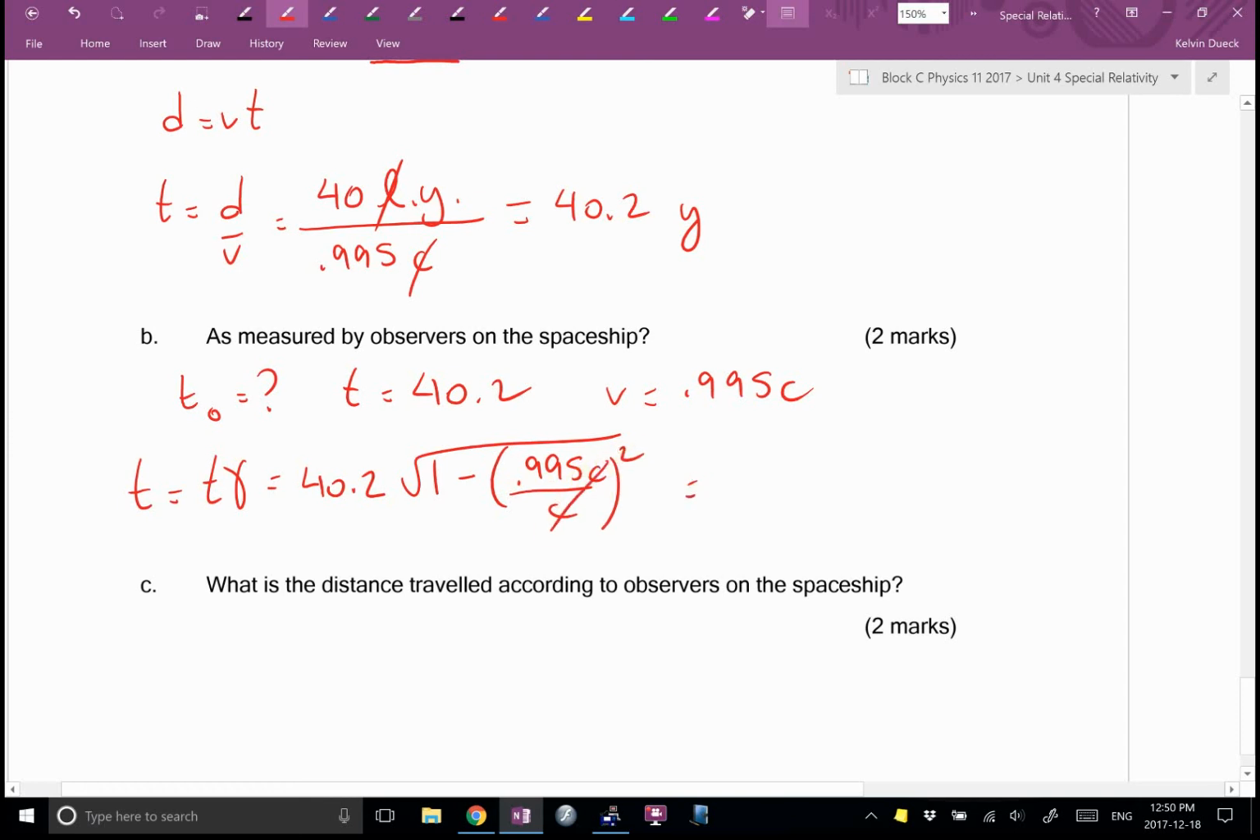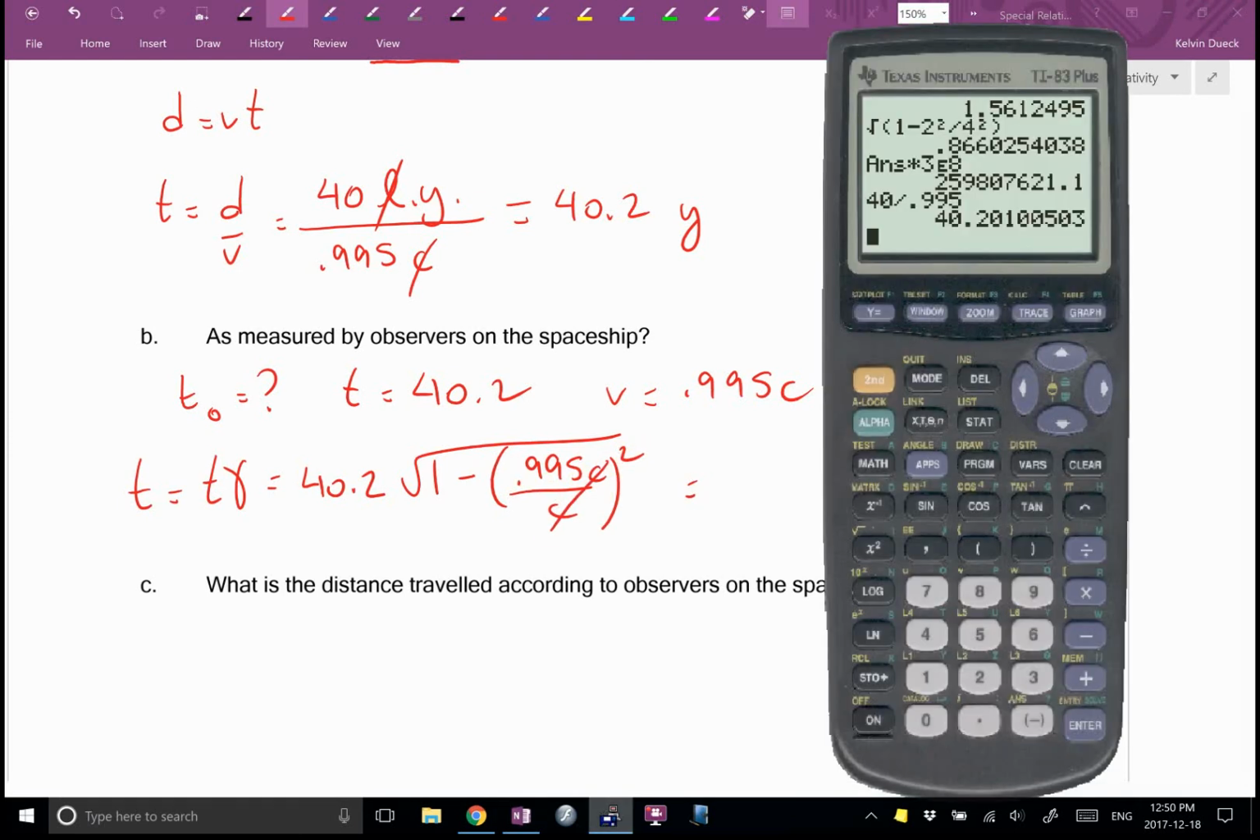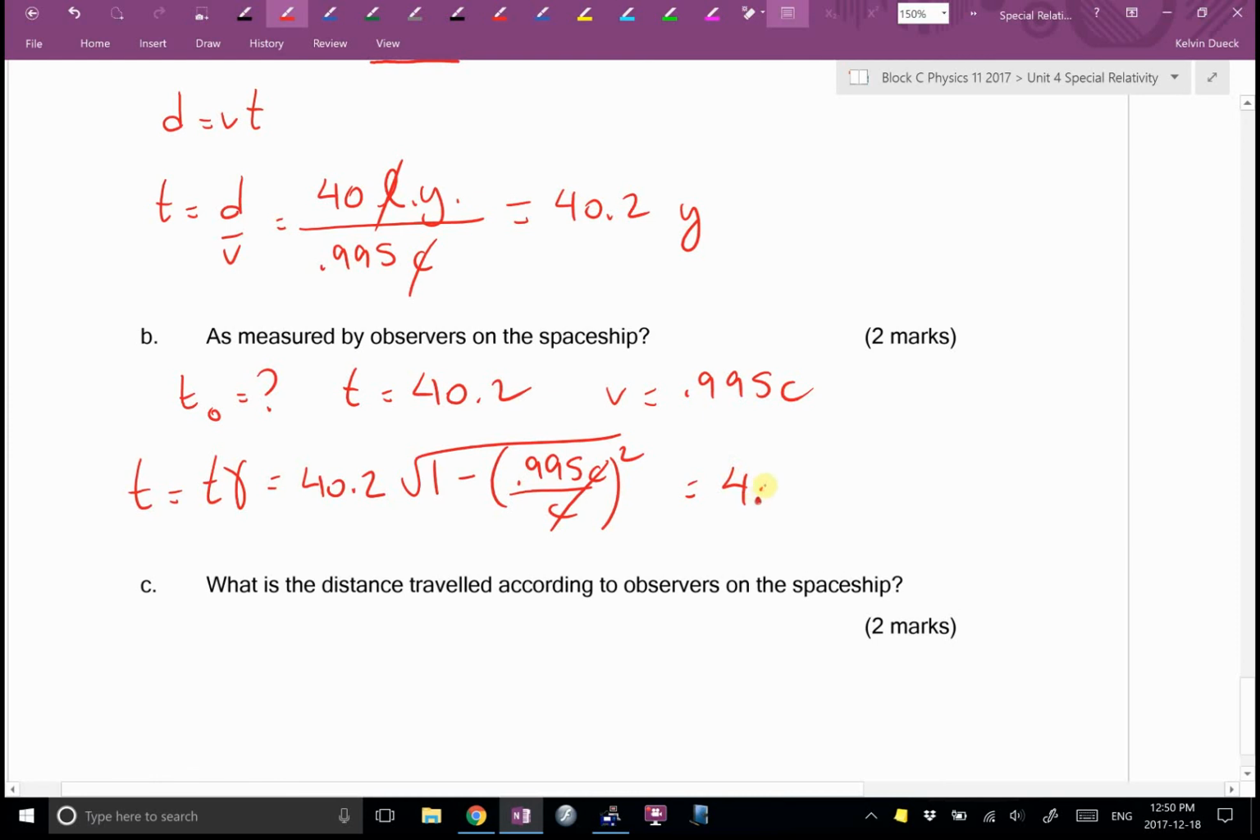Do you see? Instead of using 40.2, I'm going to use my answer button. You get, wow, 4.02 years? 4.0 years? It's almost a 10-to-1 relationship. Not quite, but close. 4.02 years.